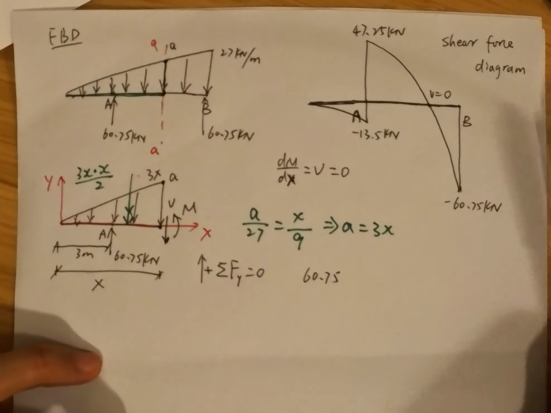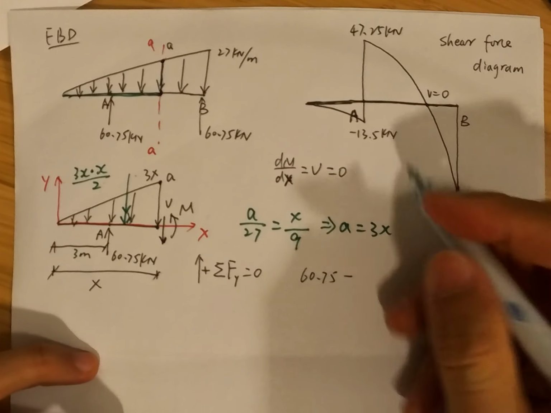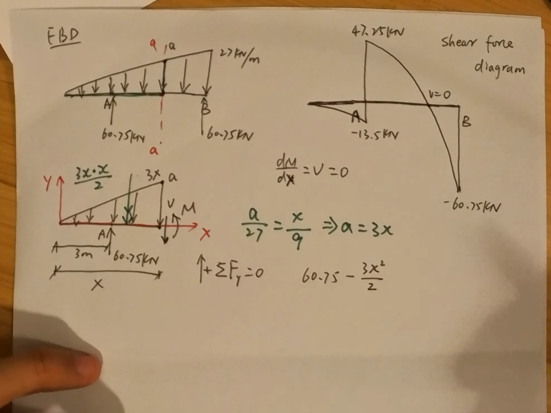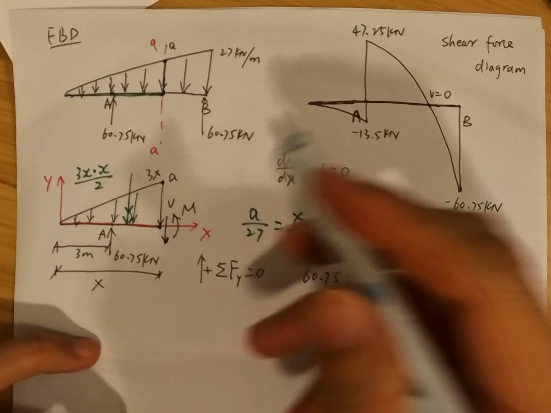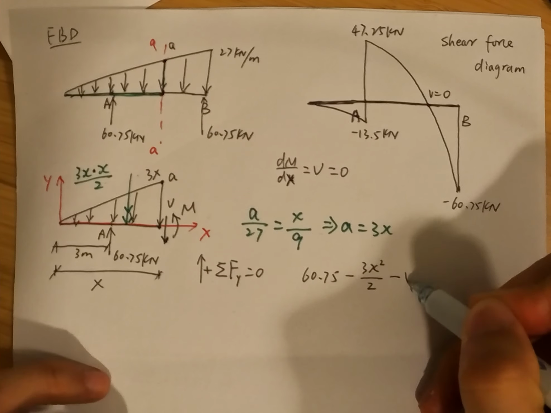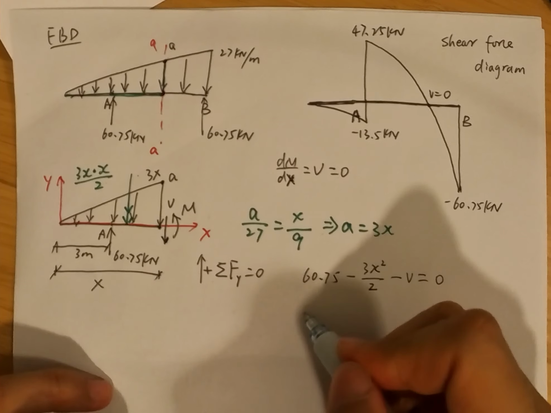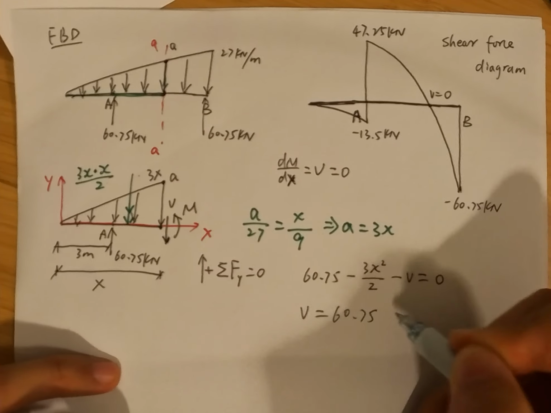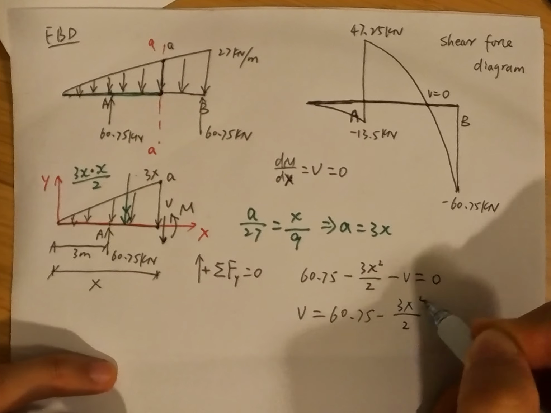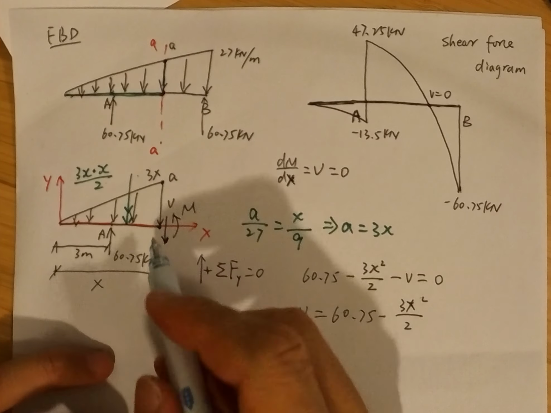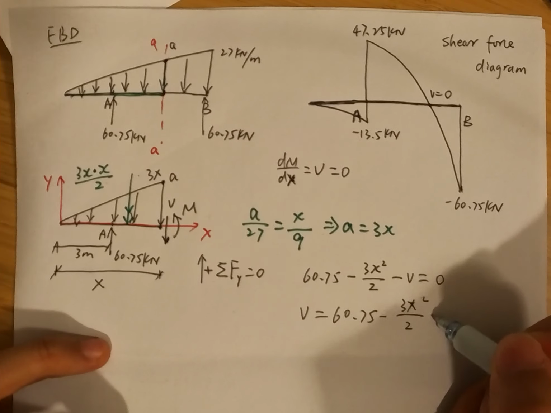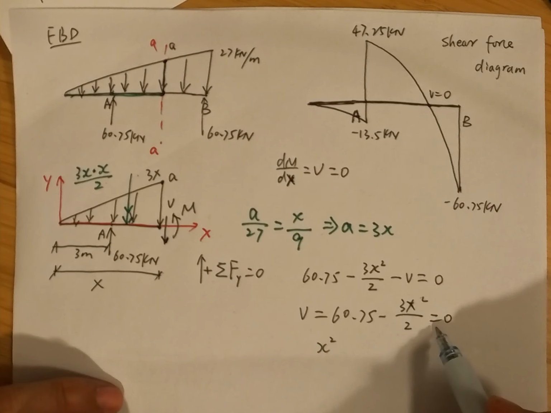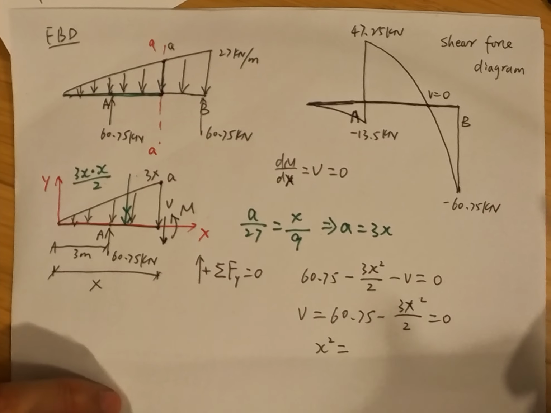It's going downward, so it's negative. 3x times x is 3x squared over 2. So this is the resultant force, and the shear force equals 0. So the shear force V equals 60.75 minus 3x squared over 2. If we want to find the location where the shear force equals 0, then setting V equal to 0 we can find x. Based on this equation, we can derive x squared equal to 40.5.